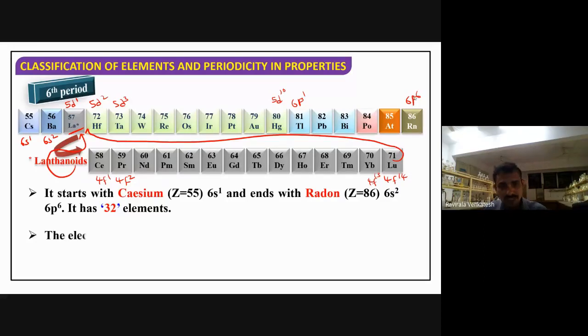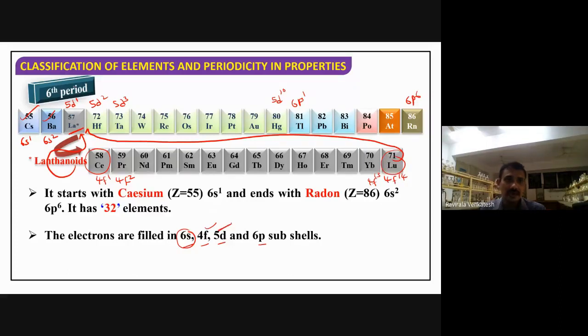Now, which orbitals are filling here? Four orbitals are filling: 6s, 4f, 5d, 6p. 6s is filling in cesium and barium. 4f is filling from cerium to lutetium. 5d is filling from hafnium to mercury. And finally, 6p is filling from thallium to radon. In this way, we are filling the electrons.